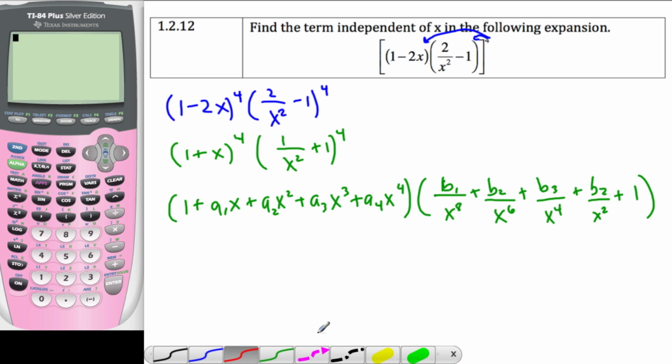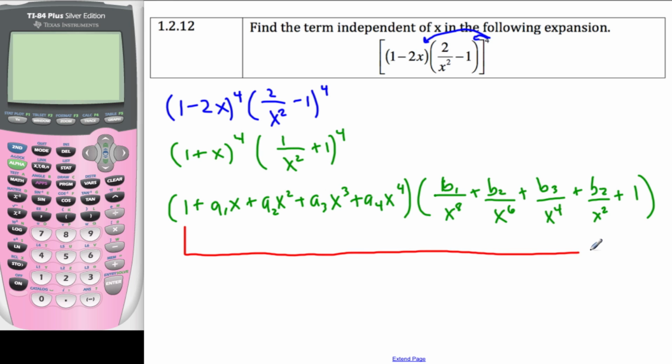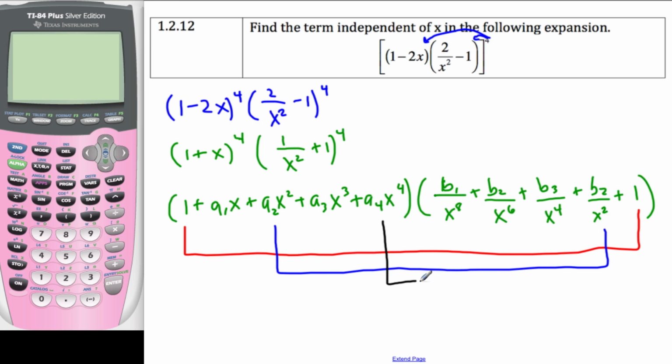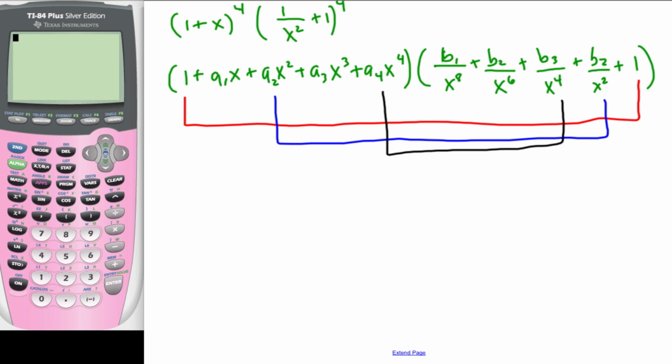Now take a look at this. We can immediately see when we're going to get some constant terms. The 1 times the 1 will give us a constant term. We will have this x squared times this 1 over x squared, and we'll also have this a4x to the fourth times b3 over x to the fourth. All of these 3 situations we will get a constant term. So let's figure out what those are.